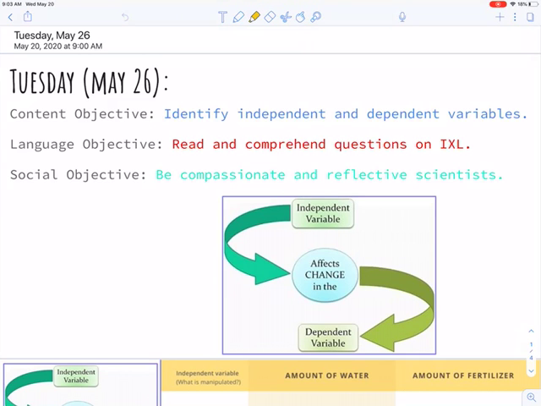Good morning, 6th grade. Today is Tuesday, May 26th, and our content objective is to identify independent variables. Our language objective is to read and comprehend the questions on IXL, and our social objective is to be compassionate and reflective scientists.